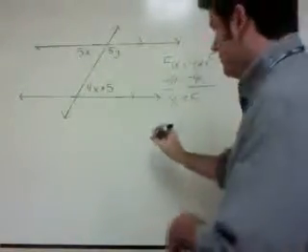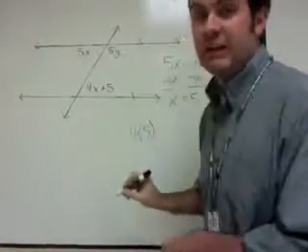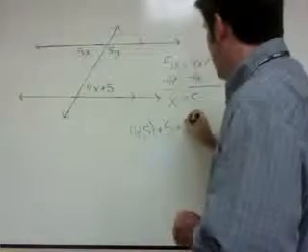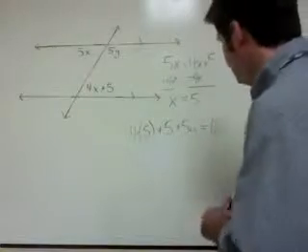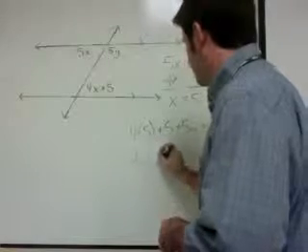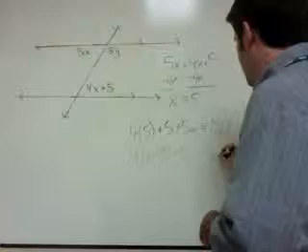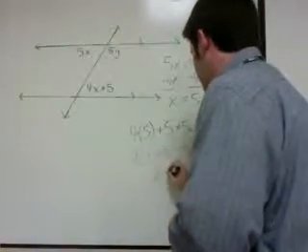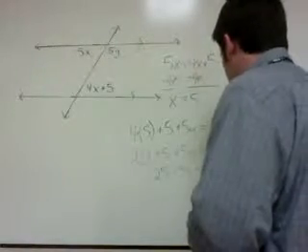Let me set up this equation. 4 times 5, once again because we're plugging in x, plus 5 plus 5y equals 180. Okay, now we do some algebra. First, 4 times 5 is 20, plus 5 plus 5y equals 180. Okay, 20 plus 5 is 25. So 25 plus 5y equals 180.